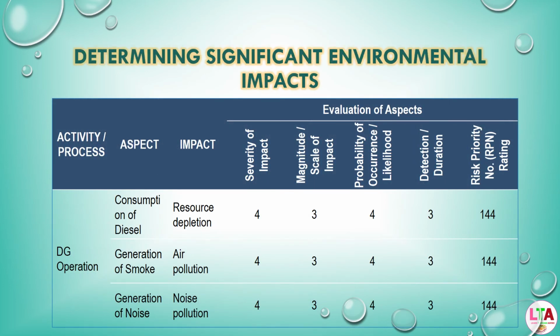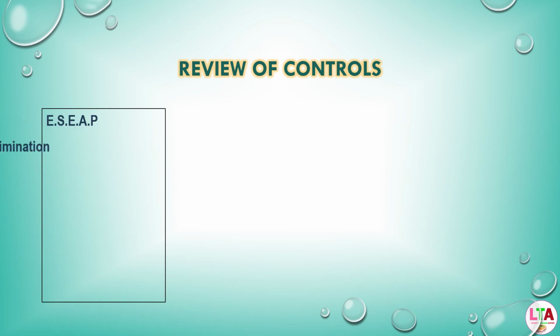In the same way, I have given the DG operation significant aspect impact analysis. The first three columns we already discussed: the initial aspect and impact review. Then I have given the severity of impact, scale, probability of occurrence and detection. The multiplication of all four values gives 144. In some companies, as I have already said, 100 is the RPN value. If it is greater than 100, we need to take action or control the significant impact. So I just gave this as an example of DG operations. We got the list of significant aspects.